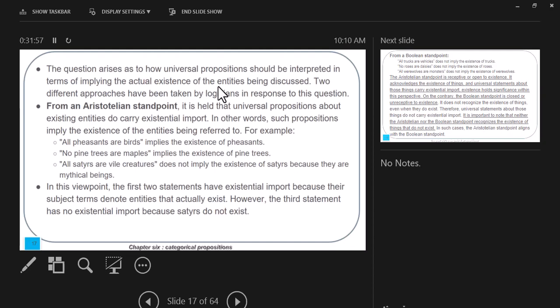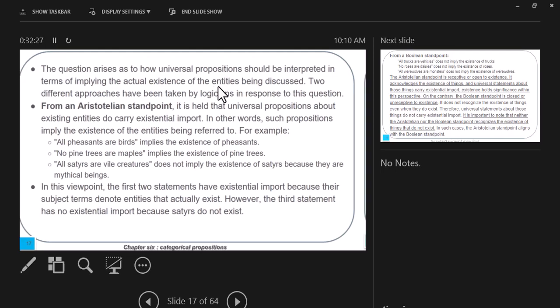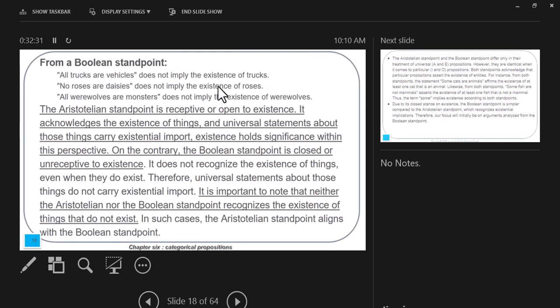Both Aristotle and George Boole agreed on the absence of implication of universal statements that talk about non-existent or imaginary entities such as satyrs or unicorns, right? But they differ on universal positive and universal negative statements which talk about actually existing or concrete living entities, right? You need to pay particular attention to this point of difference between the Boolean standpoint and the Aristotelian standpoint, right? All trucks are vehicles, no roads are dices, or werewolves are monsters, are all what? Absent, does not imply the existence of concrete living entities, right? The universal statement does not imply the existence of concrete or tangible entities from the Boolean standpoint.